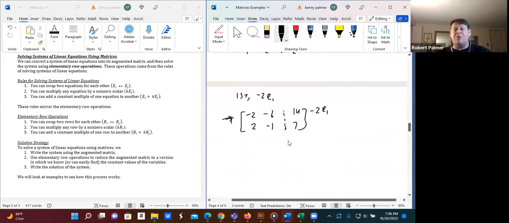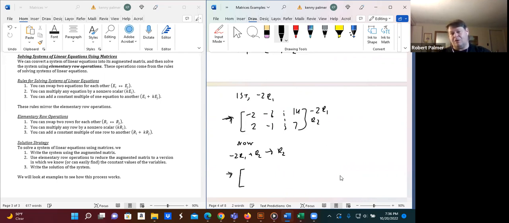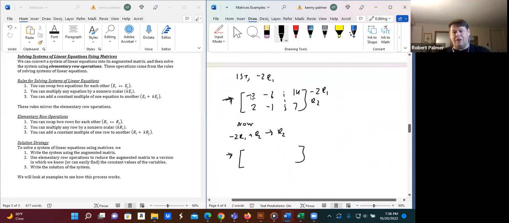Now with that, this is still my row 2. So now we're going to add those. We're going to do -2 row 1 plus row 2, and that will become my new row 2. Let's take a look at what happens. So -2 and 2 is 0. -6, we just add them. So -6 and -1 is -7. And then 14 and 7 is 21.